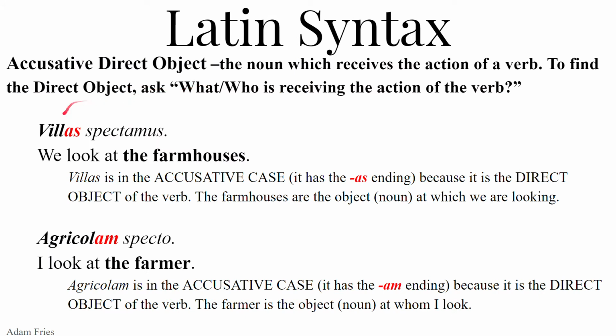So let's look at this sentence. We look at the farmhouses, or we are looking at the farmhouses. We do look at the farmhouses. We have villas spectamus. Villas spectamus. All right, first off, let's look at this noun villas.